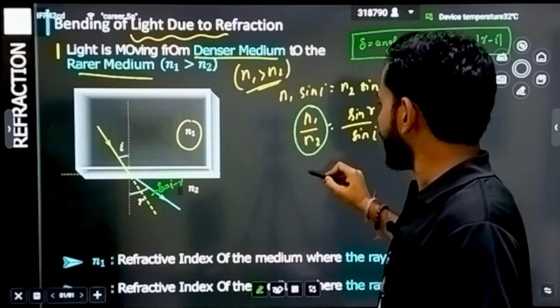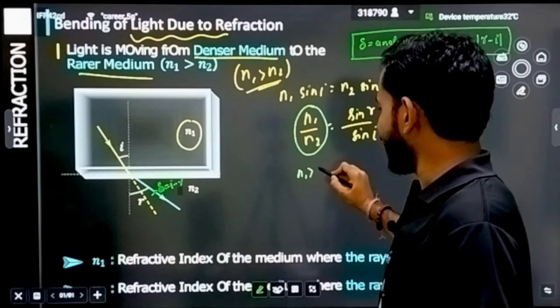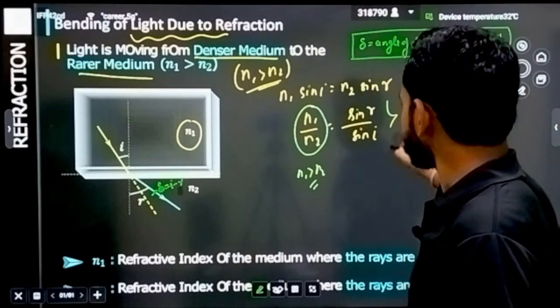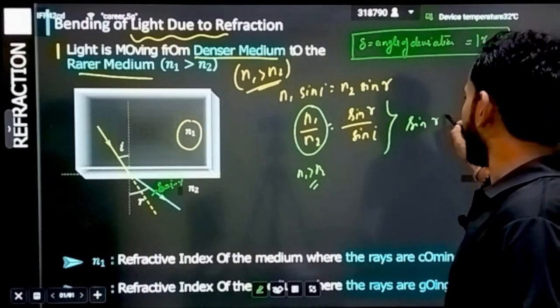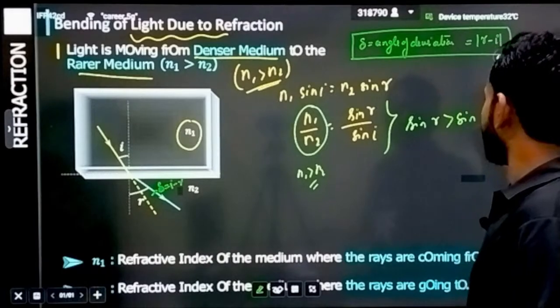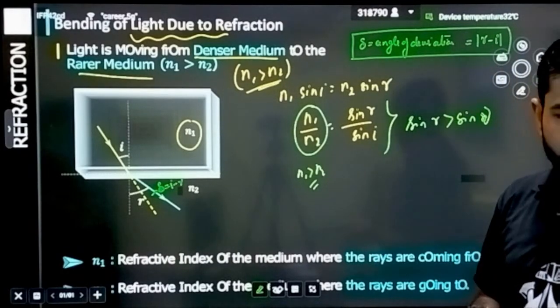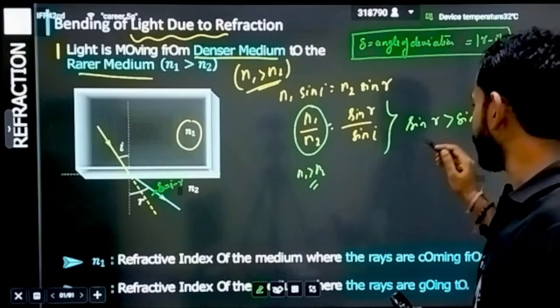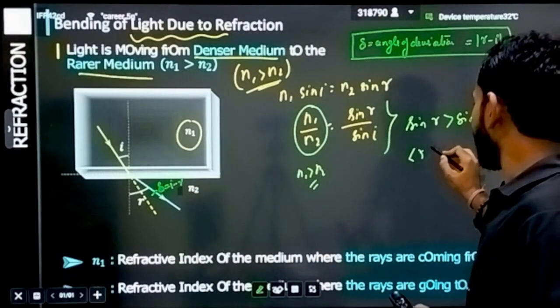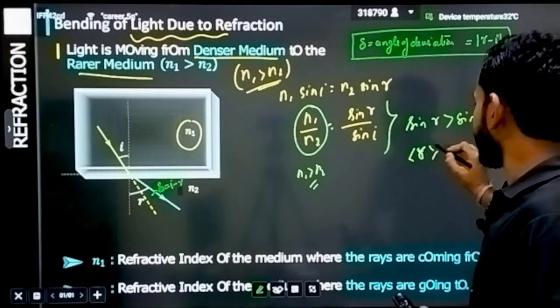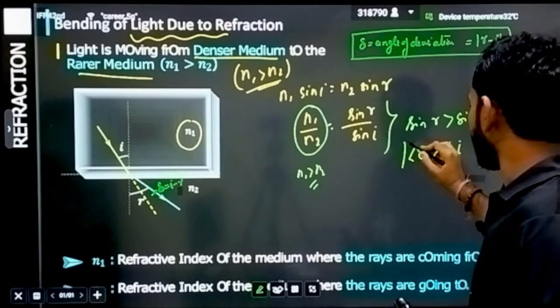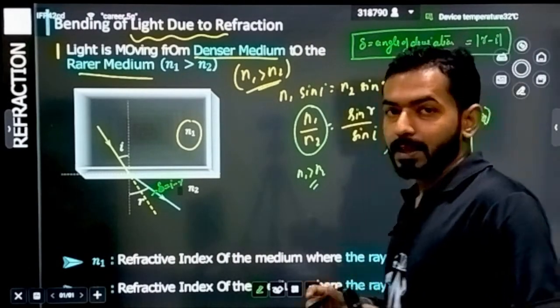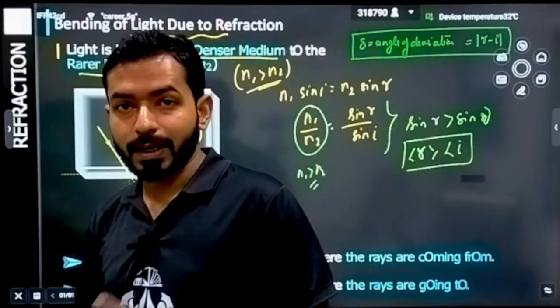If N1 is greater than N2, on the left side, can you say here also it is mandatory for sine of R to be greater than sine of I? Yes or no? Because whatever is happening on the left side, there is equality. That means it has to happen on the right side also. And can I say that the angle of R, angle of refraction, should be greater than the angle of incidence in this case? That means the angle of refraction will be greater than the angle of incidence.